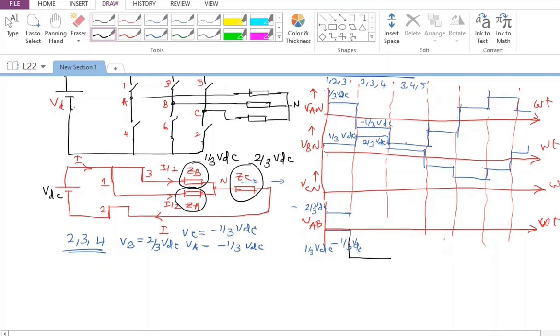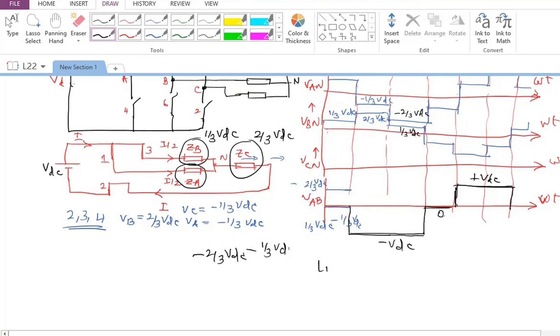Okay. And if you look at the next one, I'm going to have minus 2 by 3 VDC here, whereas this is 1 by 3 VDC plus. So I'm going to have minus 2 by 3 VDC minus 1 by 3 VDC. So it will remain as minus VDC. So by extension, you should be able to draw this waveform somewhat like this. So the line voltage has plus VDC, 0 and minus VDC as 3 levels. So here line voltage will have 3 levels, which are plus VDC, minus VDC and 0.